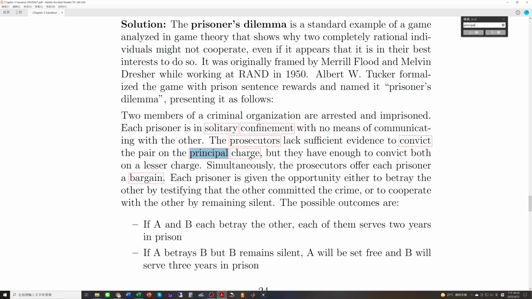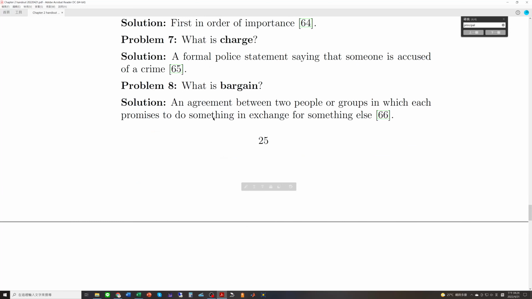Charge. What is the meaning of charge? The word charge has many different meanings. But here, the meaning of charge is problem 7. What is charge? Solution: a formal police statement saying that someone is accused of a crime. This is the meaning of the word charge.